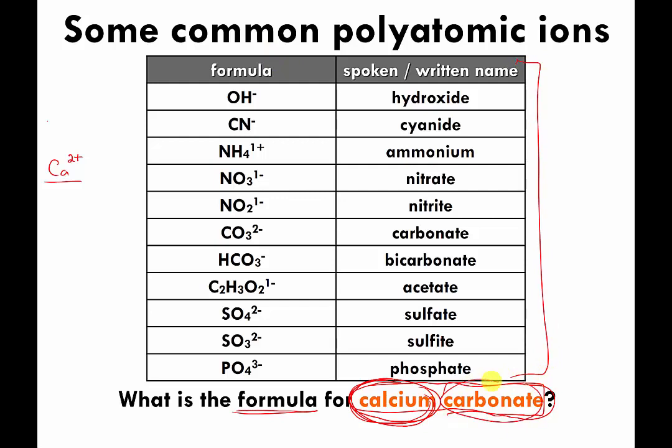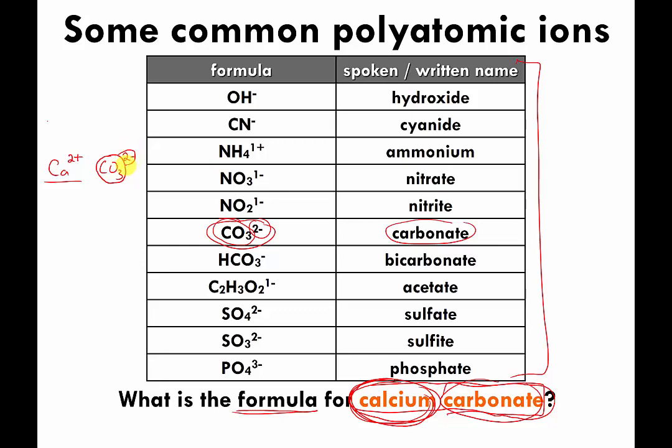You'd have to look up carbonate in the table. You'd say, okay, here's carbonate. There's the formula for carbonate. It's 1 carbon and 3 oxygens, and that whole thing has a charge of -2. So you'd say, okay, I've got this CO3 thing. They travel as a group, and the entire group has 2 minuses.